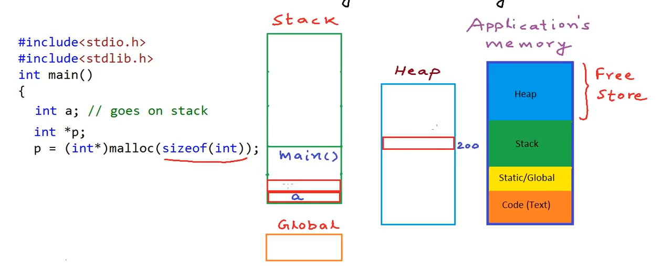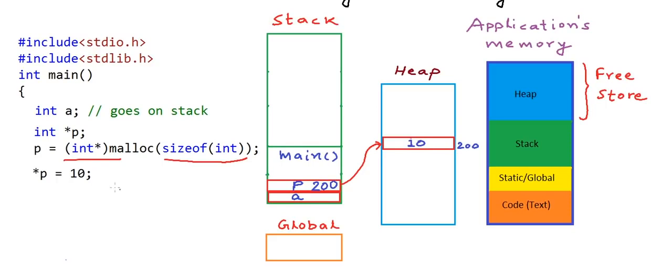Now we have a pointer to integer p, which is a local variable to main. So this will be allocated in the stack frame of the main method. We have done a typecasting here because malloc returns a void pointer, and p is an integer pointer. Now p stores the address of this block of memory, which is 200. So we have got some block of memory on the heap which we want to use to store an integer. Right now we do not know what's there in this particular block of memory.